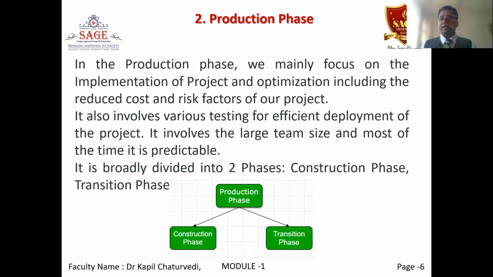And the second one is the production phase. As the name suggests, here we are working on the production of our software. In the production phase, we mainly focus on the implementation of the project, and optimization, which includes reducing the cost and risk factors of our project. So basically, when we say that we are monitoring and managing a project, we are working on the cost estimation model, and we are continuously monitoring the cost effect of the project.